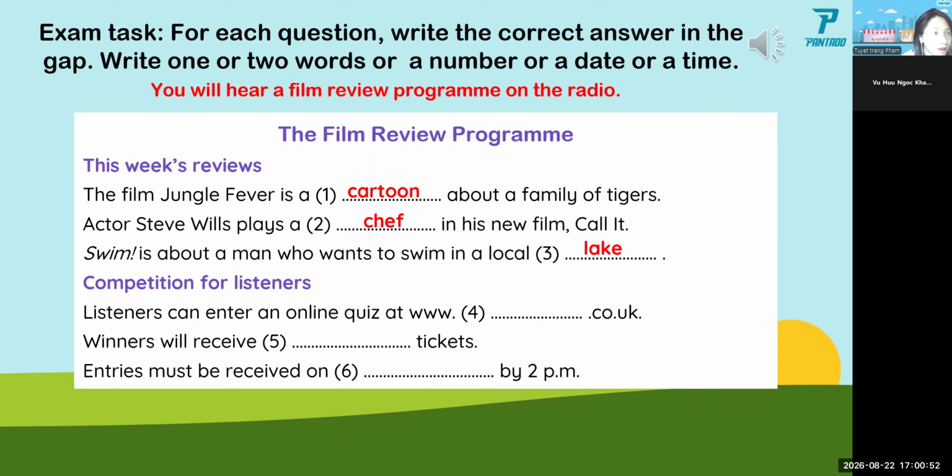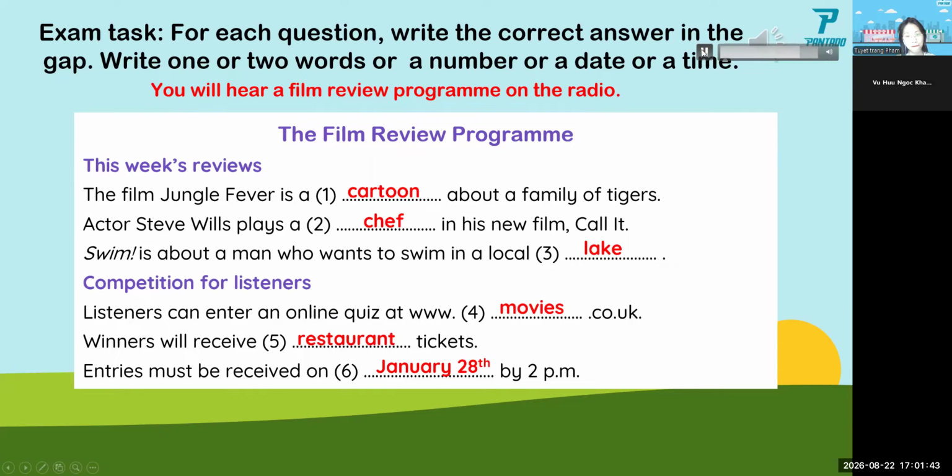Okay, competition for listeners. Number 5, listeners can enter an online quiz at movies.co.uk. Winners will receive restaurant tickets. And you don't have the answer for number 5. Entries must be received on January 28th. Okay. Do you need to listen for the last part?